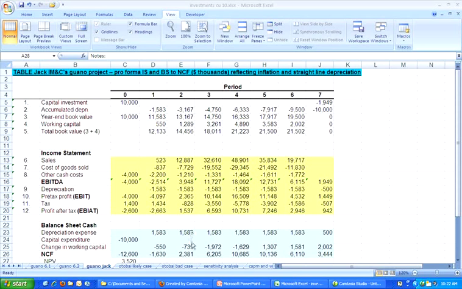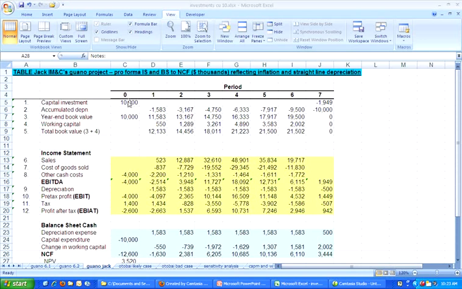Second, if the project requires any change in a current asset account, such as inventory or cash, that change in a current asset account, positive or negative, must be reflected in determining net cash flow. And third, the project will typically require a capital expenditure.